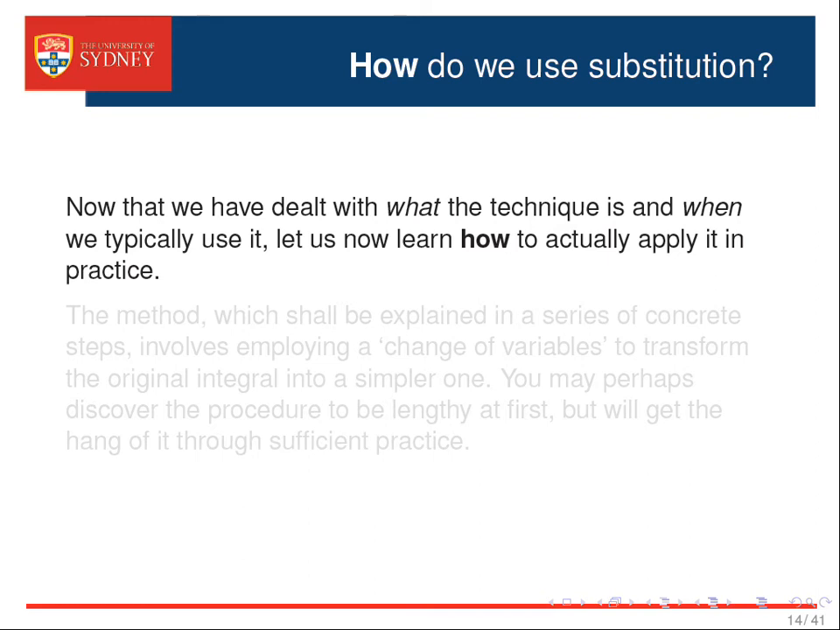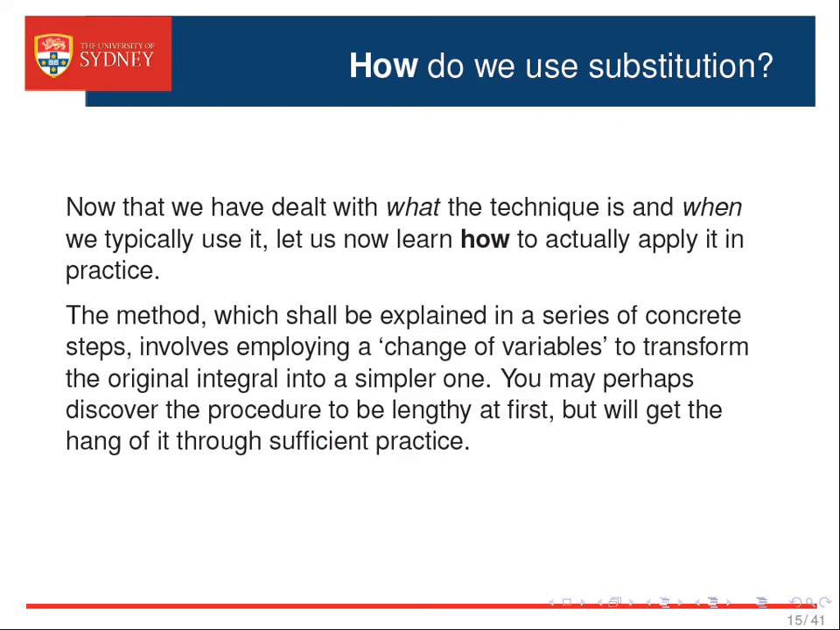Now that we've dealt with what the technique is and when we typically use it, let us now learn how to apply it in practice. The method, which shall be demonstrated on an example integral and explained in a series of concrete steps, involves employing what is called a change of variables to transform the difficult original integral into a simpler one. You may perhaps find this procedure to be quite lengthy at first, but we'll get the hang of it through sufficient practice.